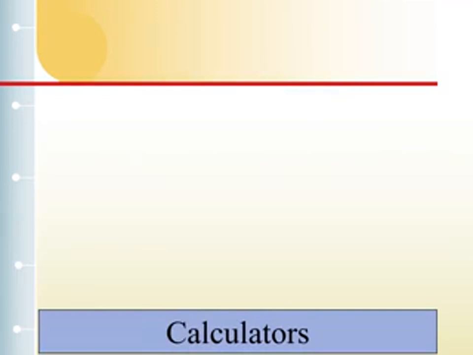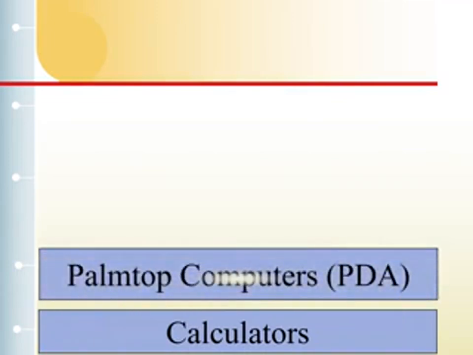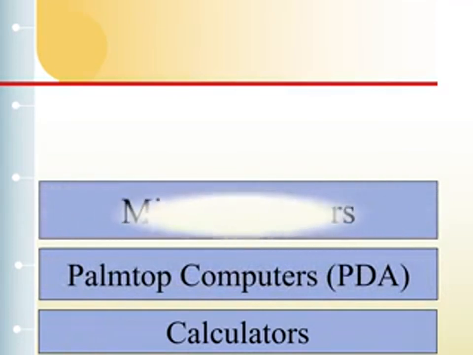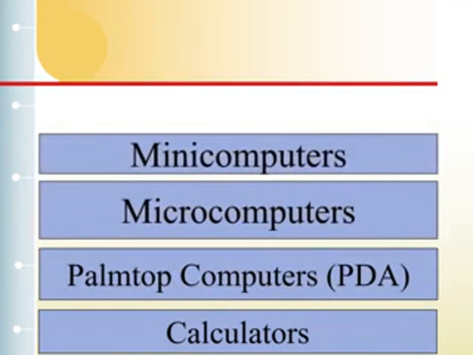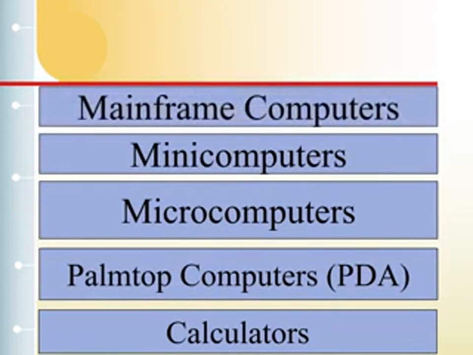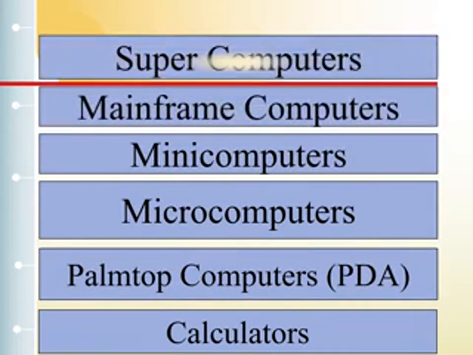Smaller things like calculators, palm-top computers, microcomputers, mini computers, mainframe computers, as well as supercomputers make the list of the types of computers that exist. And these are the ones that we will have a quick look at in this short video.